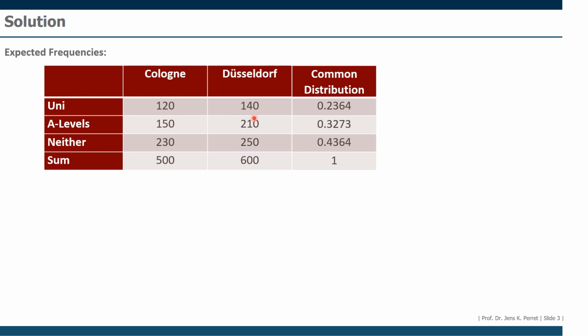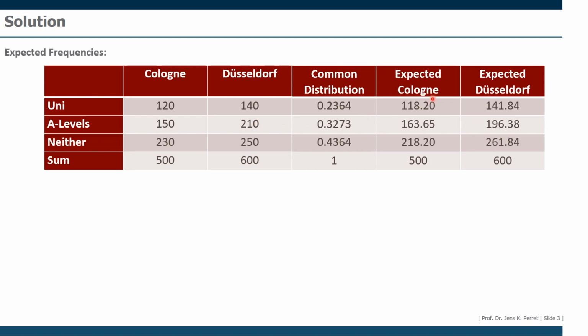How am I going to do this? I'm just going to multiply these probabilities with the sum for Cologne, giving me the three values for Cologne, and with the Düsseldorf sum, giving me the three values for Düsseldorf. So here I have the two results for Cologne and Düsseldorf. The first one I get if I multiply 0.2364 times 500, that one. Then 0.3273 times 500, that one. 0.4364 times 500, that one.